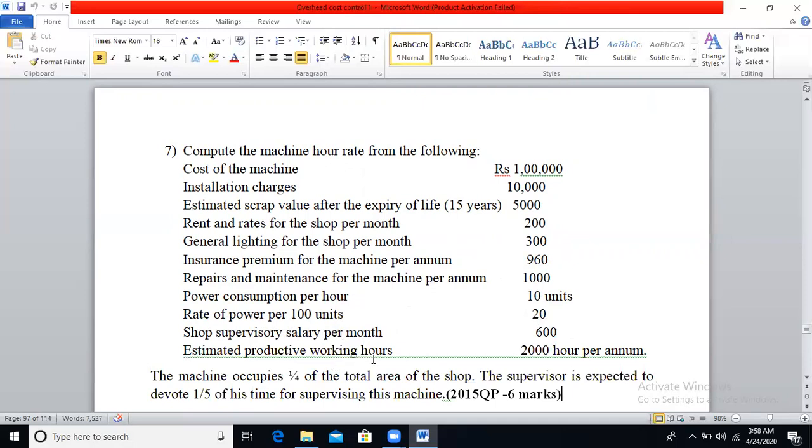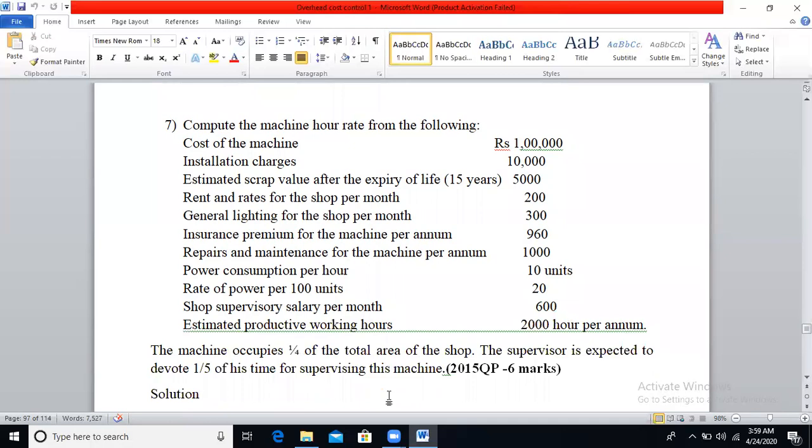Estimated productive working hours will be 2000 hours per annum. The machine occupies 1/4 of total area of the shop. Out of the total area, only 1/4 of the shop area will be occupied by this machine. The supervisor is expected to devote 1/5 of his time for supervising this machine. So supervisor is devoting 1/5 of his time for supervising this machine. Calculate machine hour rate. So this is your 2015 question paper problem, 6 marks question.